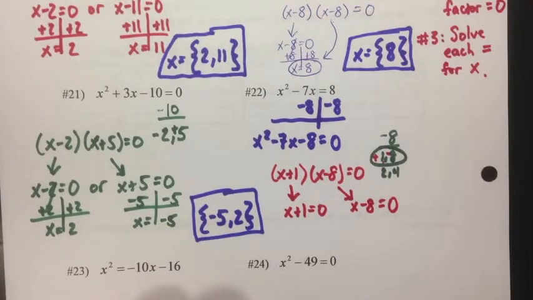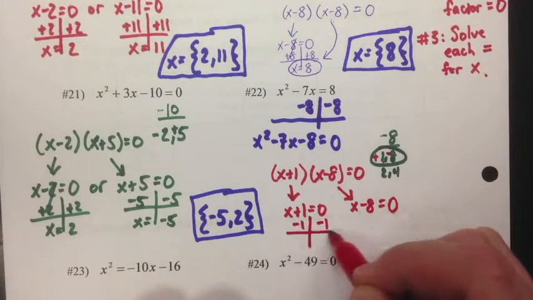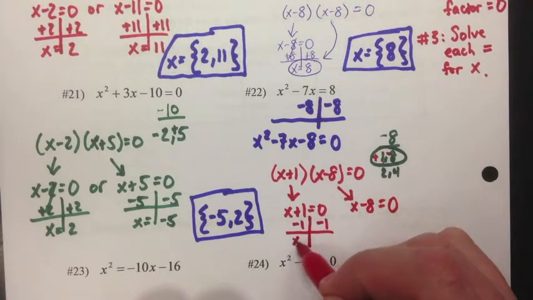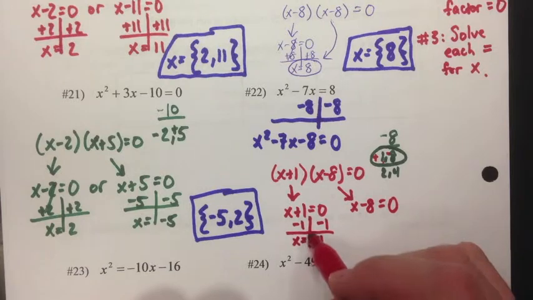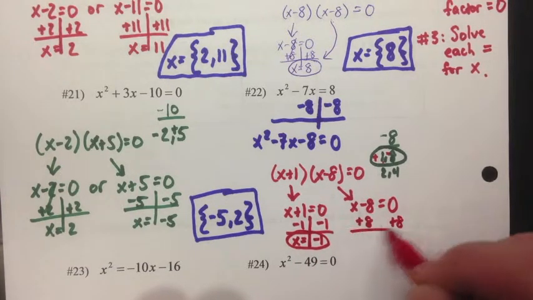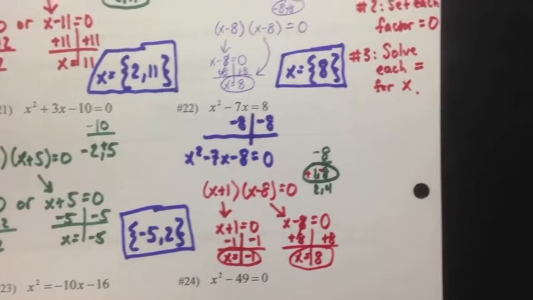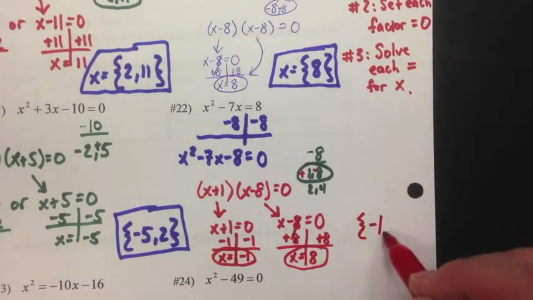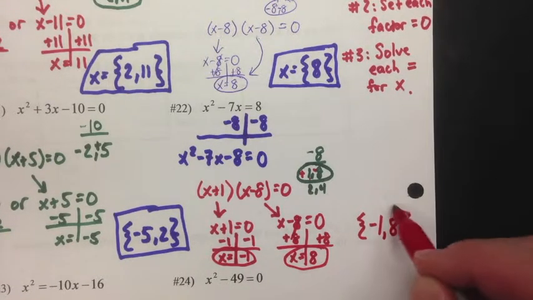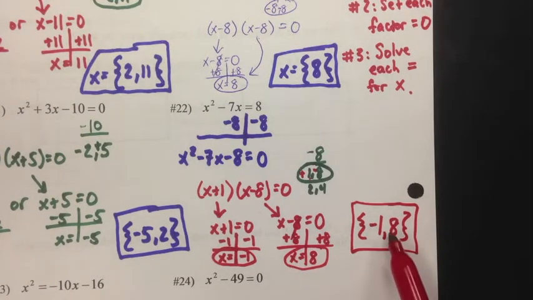And these are simple equations to solve. You go minus 1, minus 1. You don't even really need to put the line straight down. You get x equals negative 1. That's one answer. Plus 8, plus 8. So we get x equals positive 8. That's your other answer. And we'll write it on the side here. Negative 1, positive 8. Now this is not x comma y. This is not an ordered pair. That's why I write the brackets and not the parentheses.